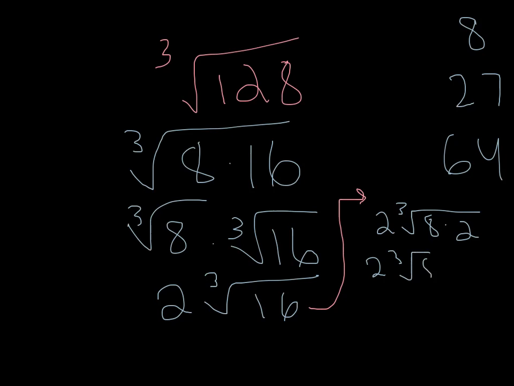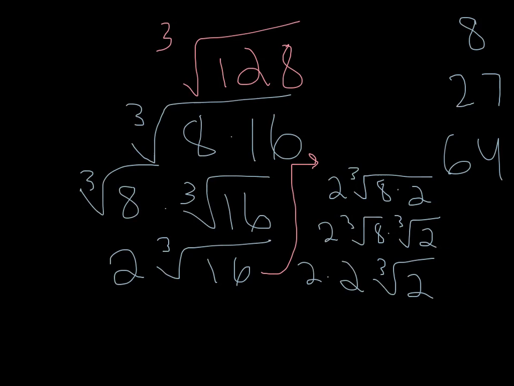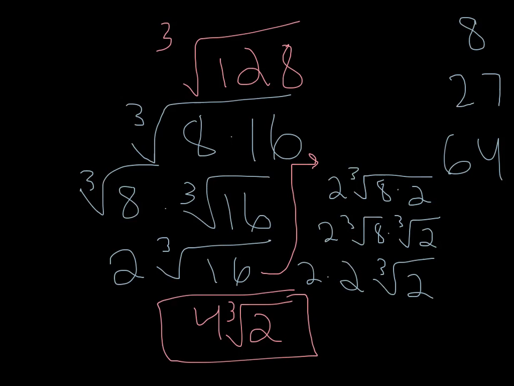And we know that the cube root of 8 is 2. So you get 2 times 2 times the cube root of 2. So you end up with 4 cube root 2. And this is the simplest it gets, so you have simplified a cube root equation. Good job! You've learned how to simplify radicals.